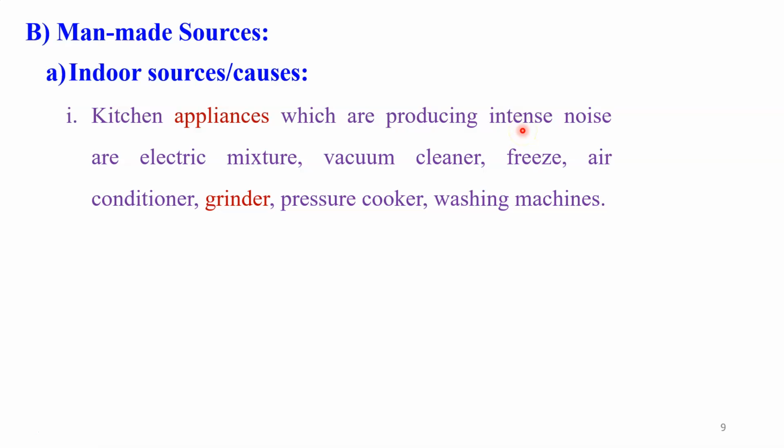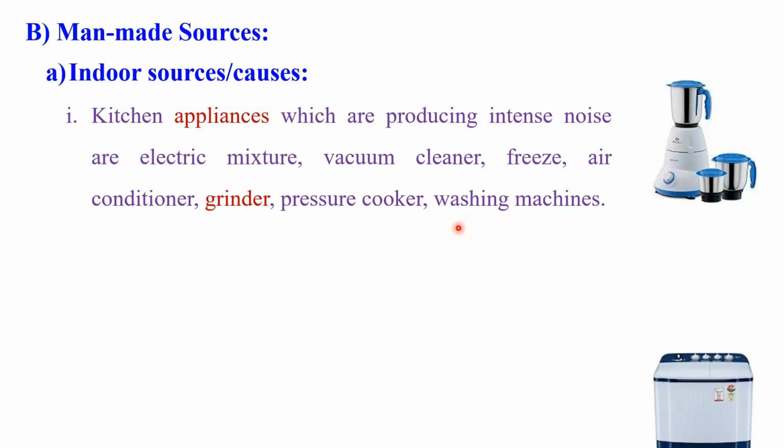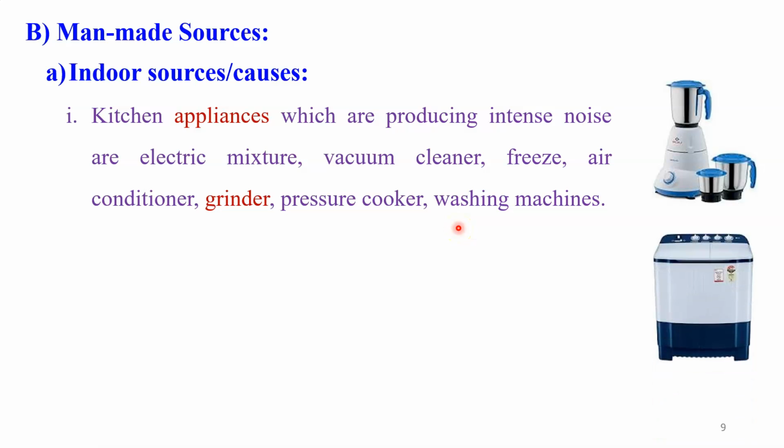For example, it includes the electrical mixer, vacuum cleaner, fridge, air conditioner, grinder, pressure cooker, washing machine, and so on. These are very common things we usually use in our daily lives, in our kitchen. And yes, when we use all these things, they produce noise, and that noise is also responsible for noise pollution.